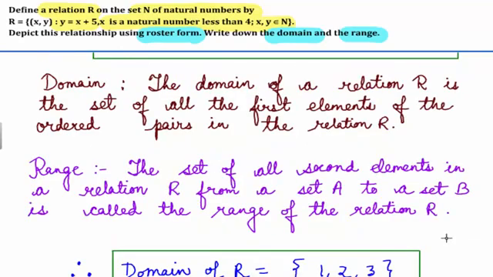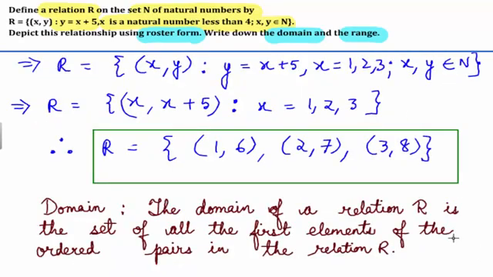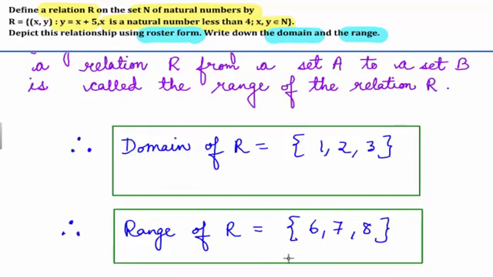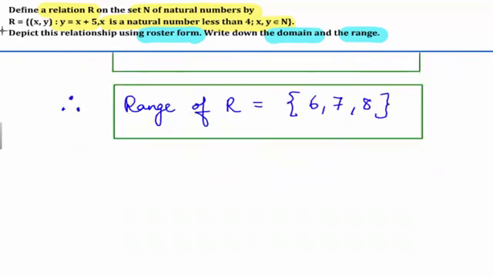So we have written the given relation in roster form. Also we have found the domain of R and range of R. So with this we come to the end of the solution of this question.